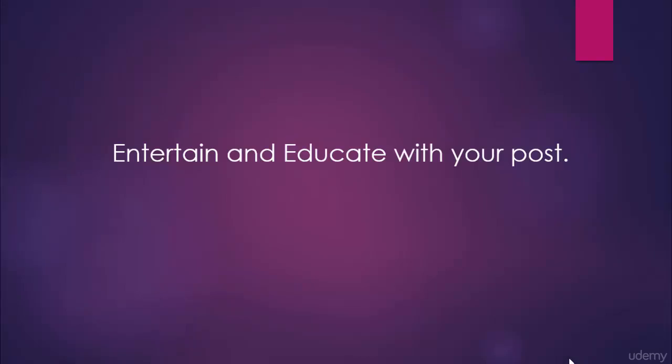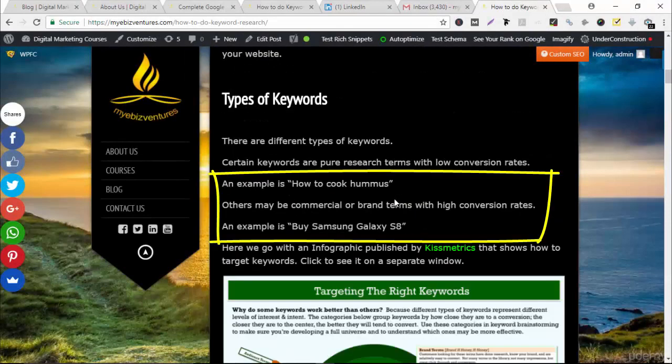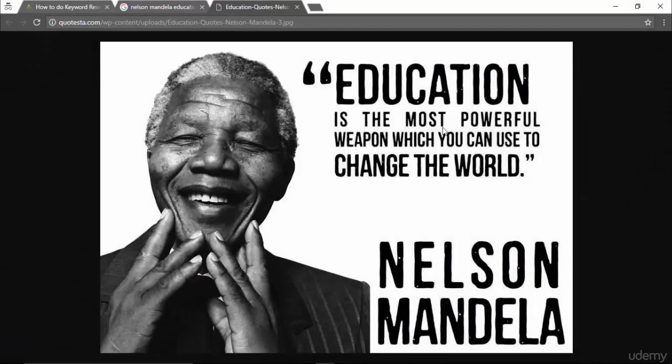This post provides education to my readers while it entertains by including visuals. I've included metaphors and examples to make the reading interesting. The post will be teaching them a skill in an interesting way. Nelson Mandela once said, "Education is the most powerful weapon to change the world."